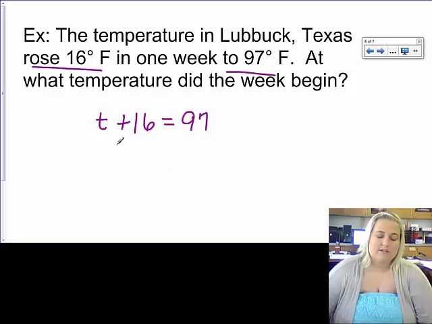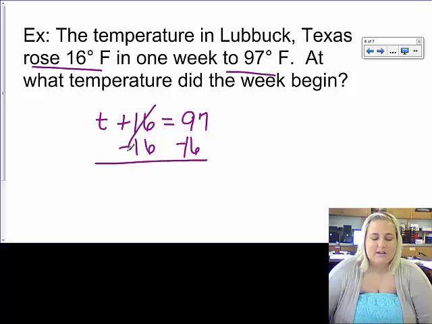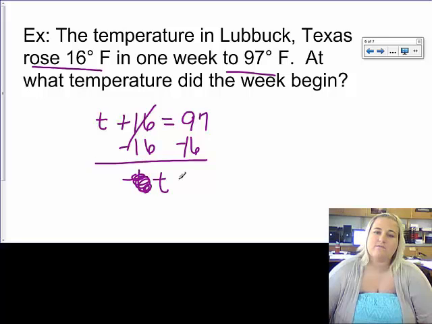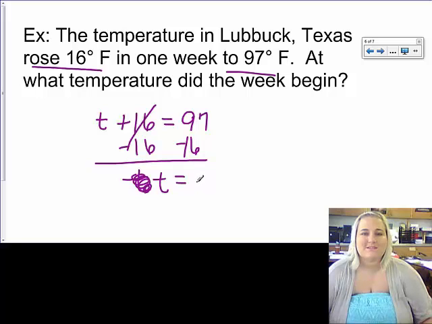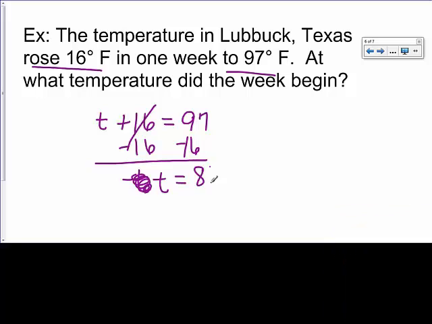So to get T by itself, all I need to do is subtract 16. What I do to one side, I must do to the other. The 16's will cancel. T comes straight down equals 97 minus 16, which is going to be 81 degrees Fahrenheit.